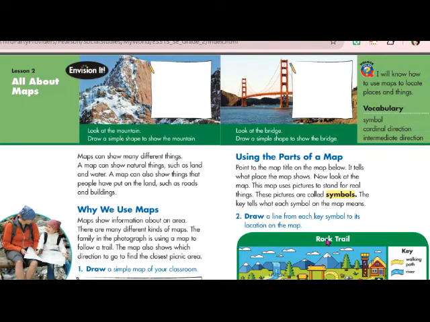Using parts of a map. Point to the map title and the map below. So right here's the title, Rock Trail. It tells what place the map shows. Now look at the map. The map uses pictures to stand for real things. These pictures are called symbols. So right down here you can see there's a key, and this key explains what some of these symbols on the map mean. All right, let's go to the next page.